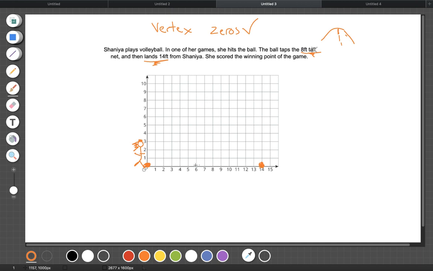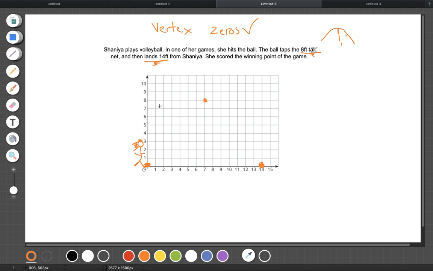Our vertex is halfway between these. Well, what's halfway between 0 and 14? Well, 14 divided by 2 is 7, right? So that's our halfway point, and at halfway, it's going to be at 8 feet. So this is where the top of that net's going to be.